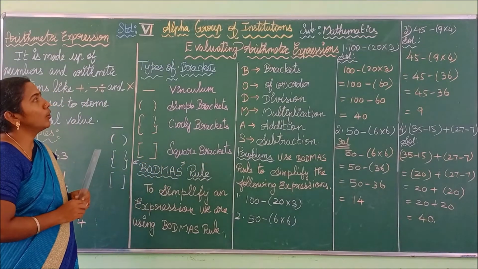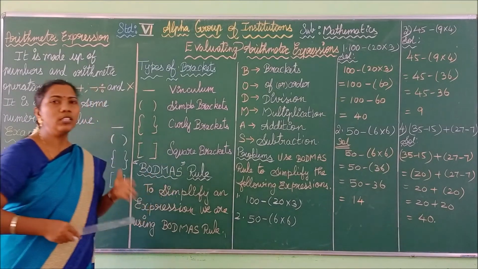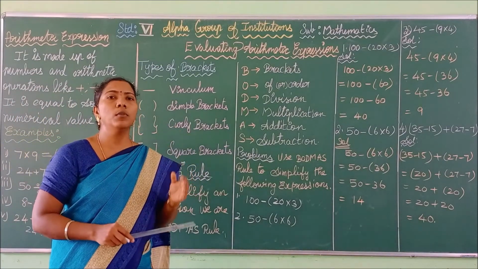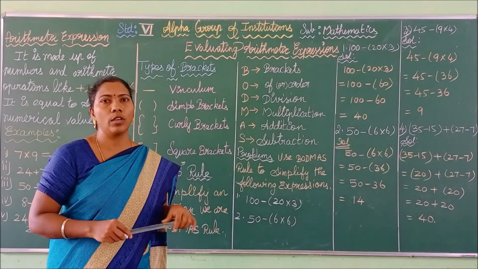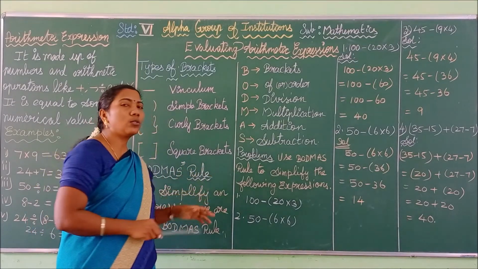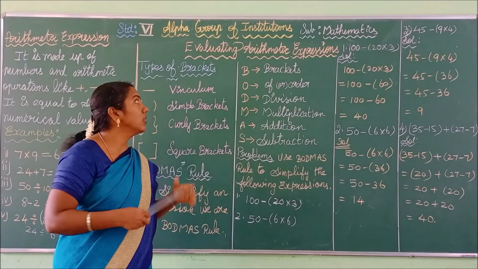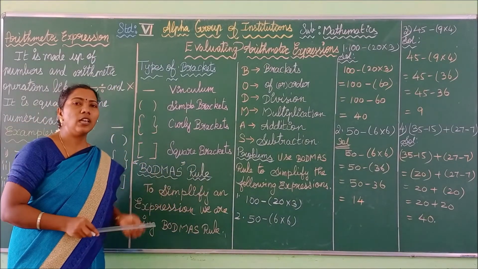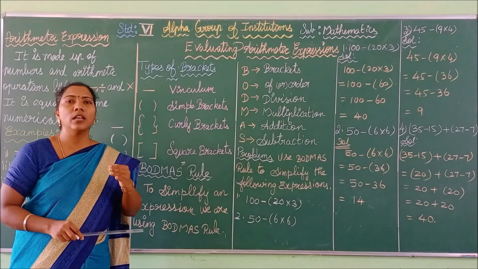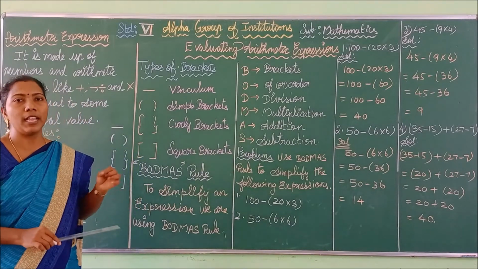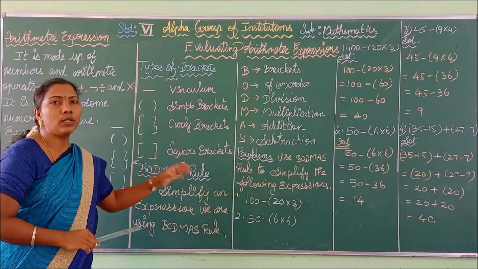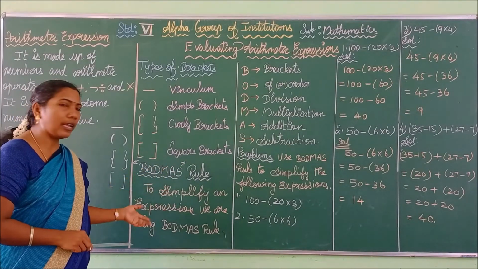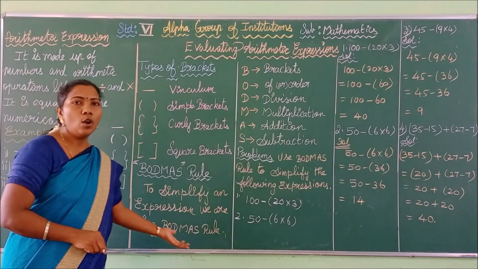Next we are going to see the BODMAS rule. What is the BODMAS rule? In the evaluation of arithmetic expressions, BODMAS plays a very vital role. Without using the BODMAS rule, we can't evaluate the arithmetic expression. BODMAS is a clue word to remember the rules to evaluate the expression. It's just a clue word. To simplify an expression, we use the BODMAS rule.